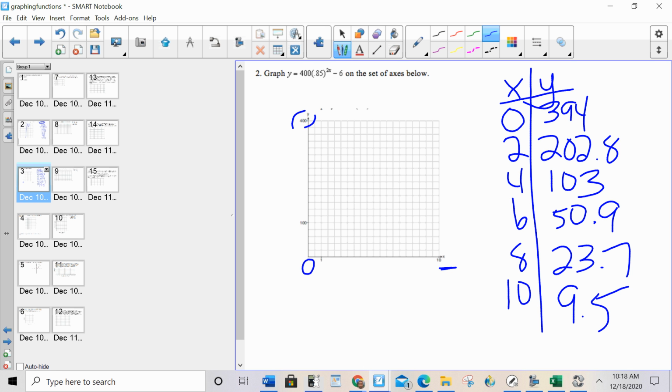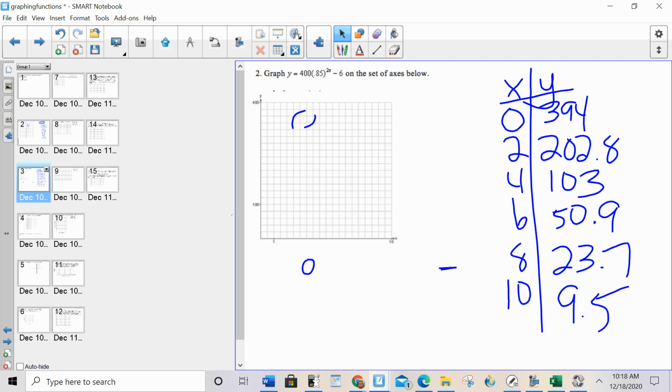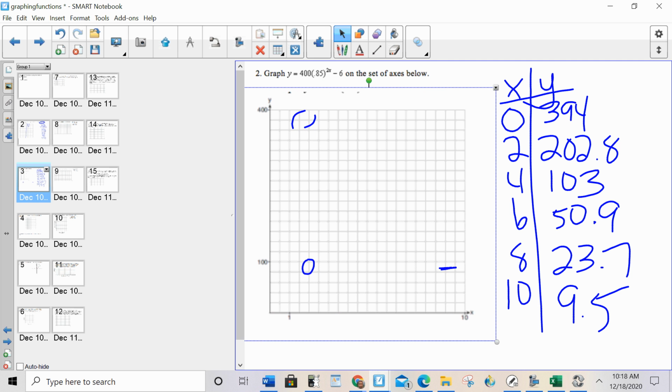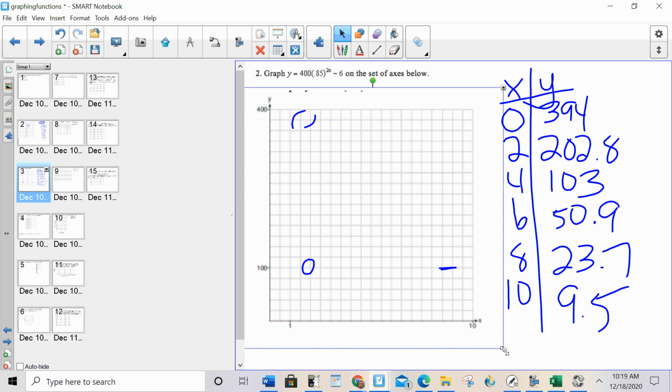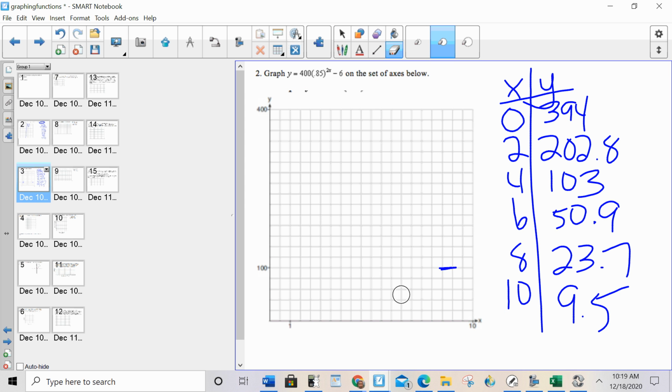Now, it's giving you the scale. Later on in this lesson, we're going to be finding scale, which is not super complicated, but something that you have to learn how to do. But it's giving you the scale indirectly.